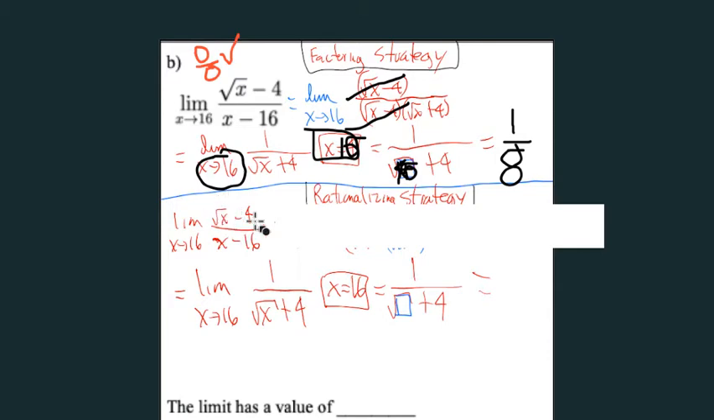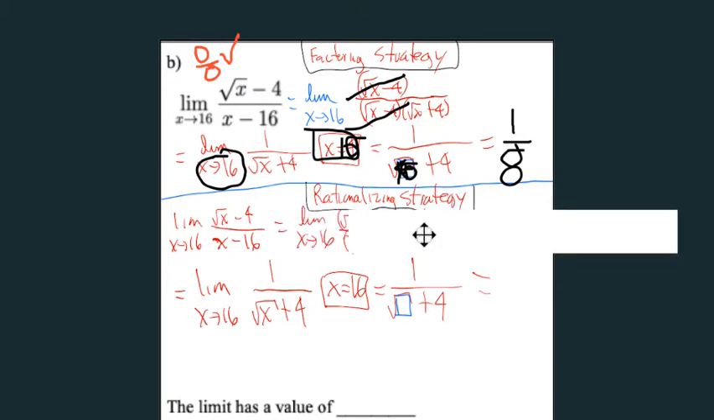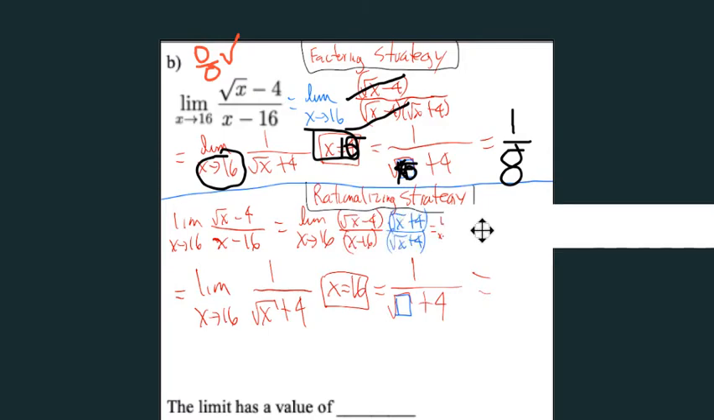So I've got root x minus 4, therefore the conjugate pair to root x minus 4 is root x plus 4. But I can't just multiply by root x plus 4 on the top. That would change the equality of that limit. But if I multiply the top and the bottom by the same thing, in effect I'm multiplying by 1. So let's take a look at that and see what happens. So there's my original limit there, and now look at this. I'm going to multiply the top and the bottom by root x plus 4.